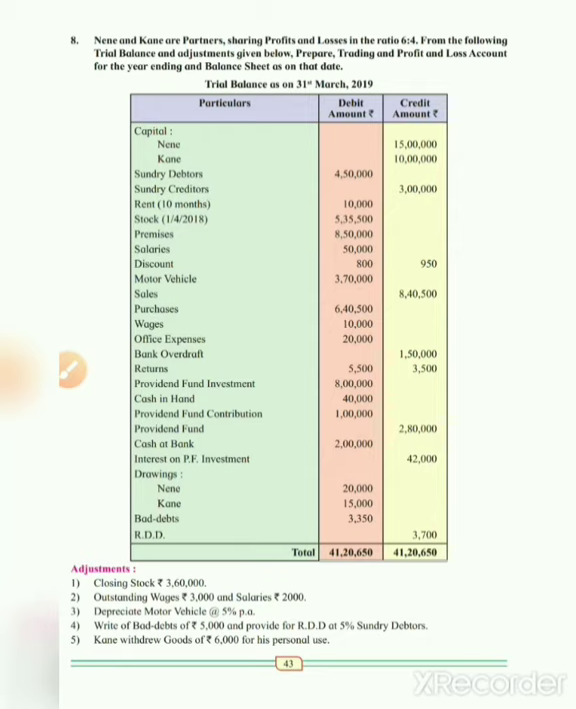Discount. Debit as well as credit balance of discount is given to us. The debit balance of discount shows that it is discount allowed by the firm. Hence, it is the indirect expenditure will be recorded on debit side of profit and loss account. The credit balance of discount, that is 950, is the discount received by the firm. It is the indirect income, hence will be recorded on credit side of profit and loss account. Motor vehicle, it is the asset, will be recorded on asset side by rupees 3,70,000.